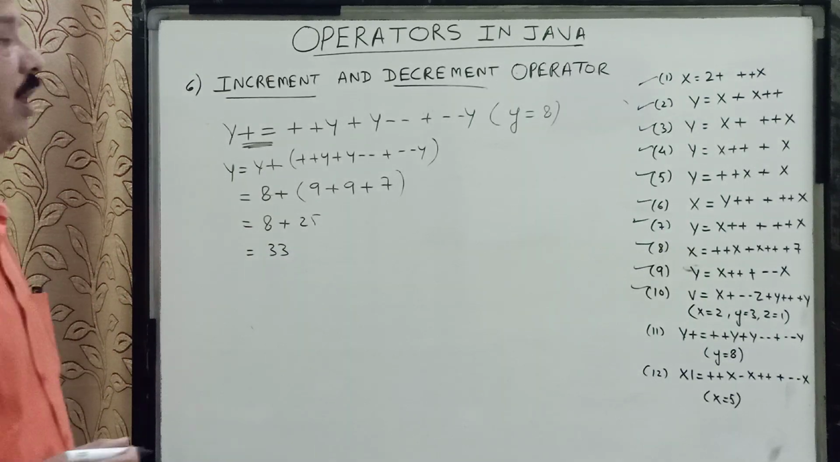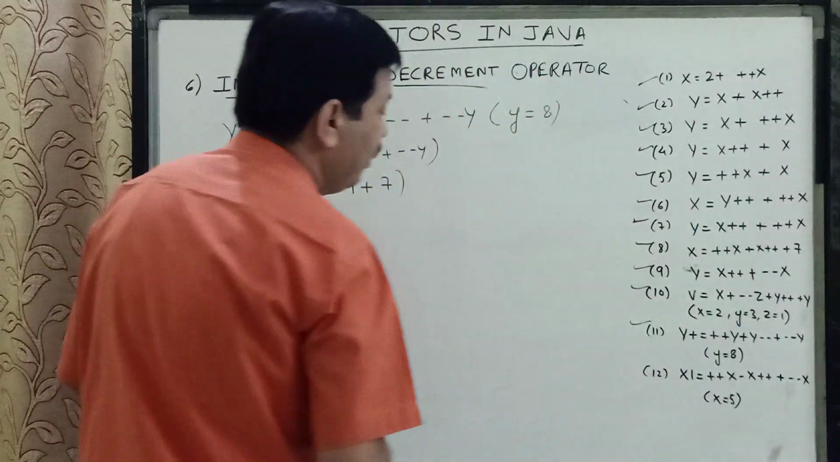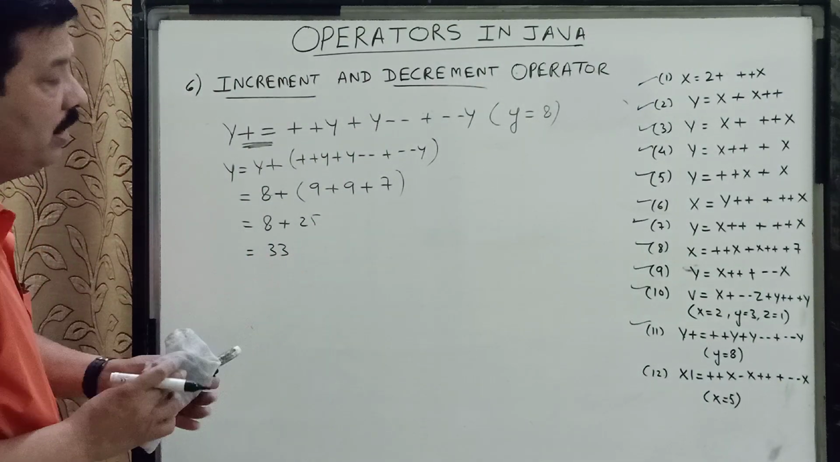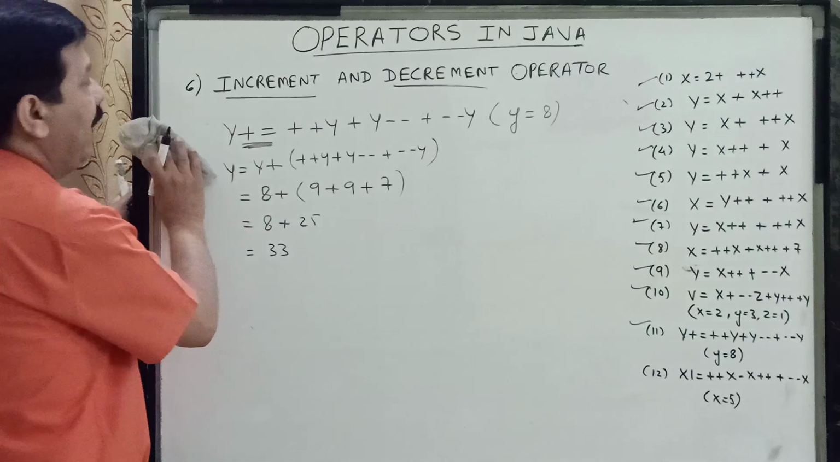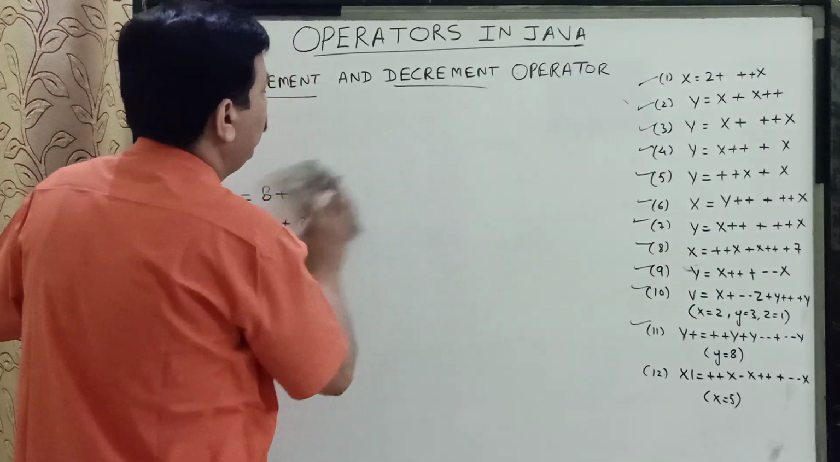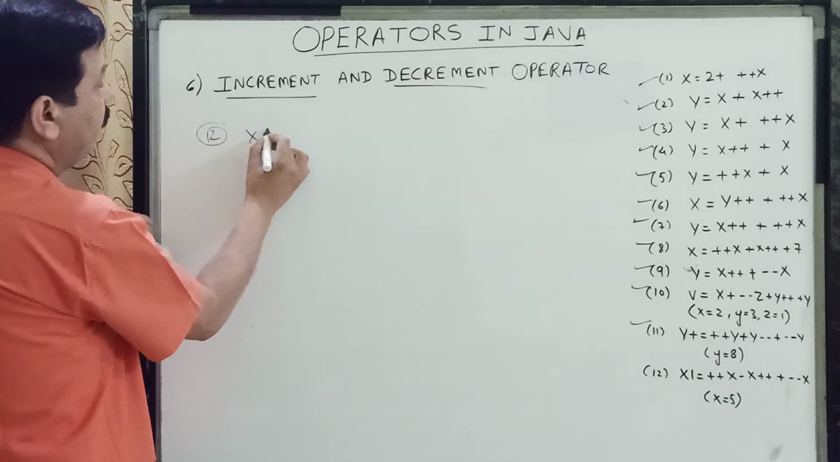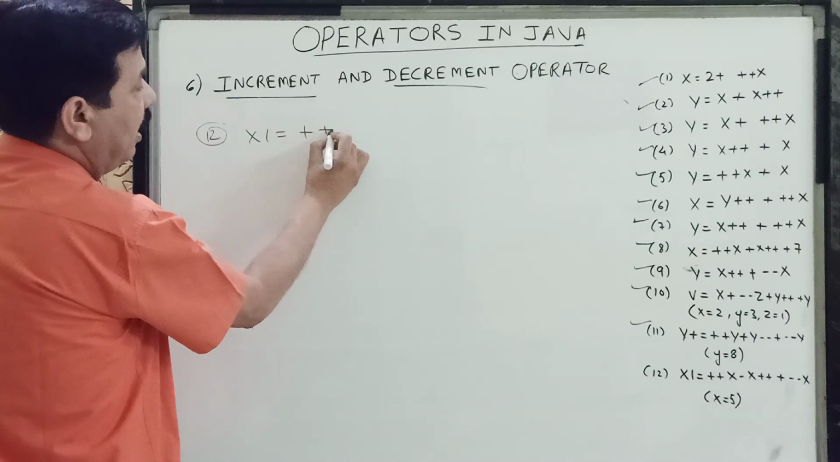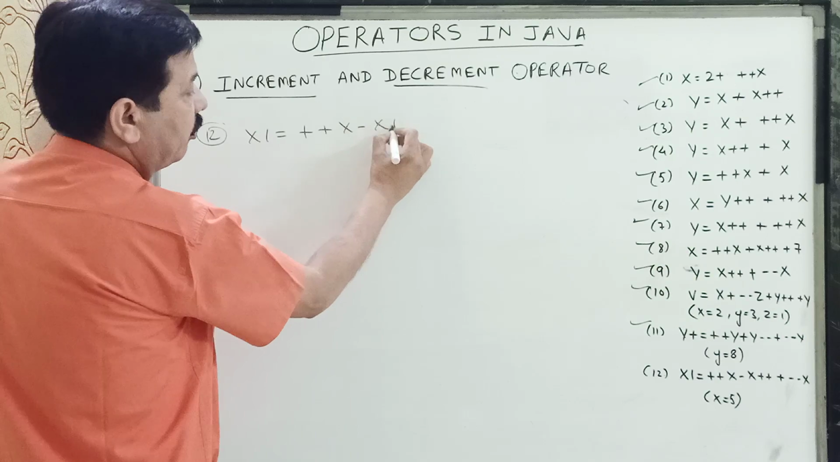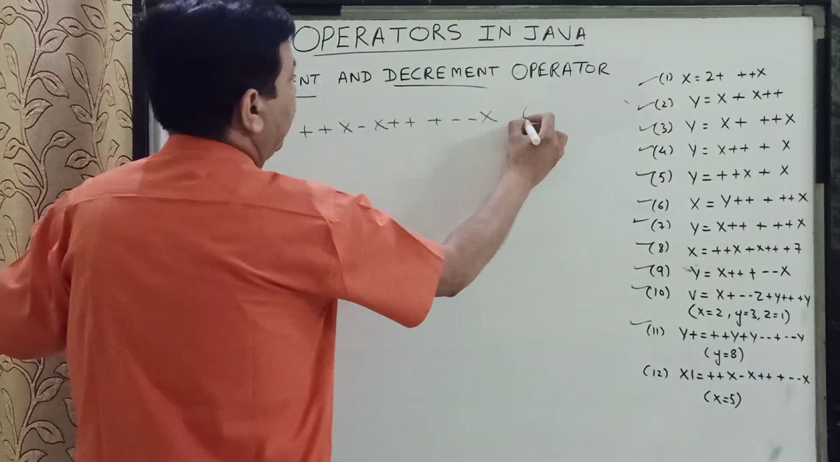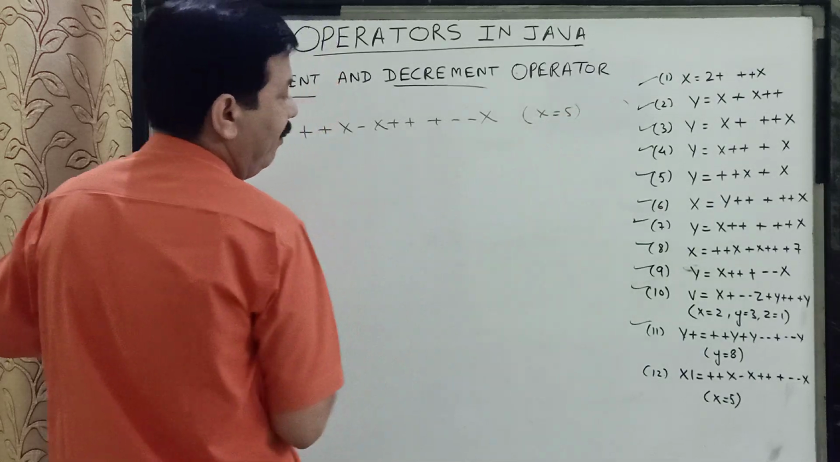This is of 2018. Now children, of 2017, this is the last question which I have written here, and we are going to do some more questions of the boards also. x1 is equal to ++x - x++ + --x. And children, x is equal to 5, that is given.